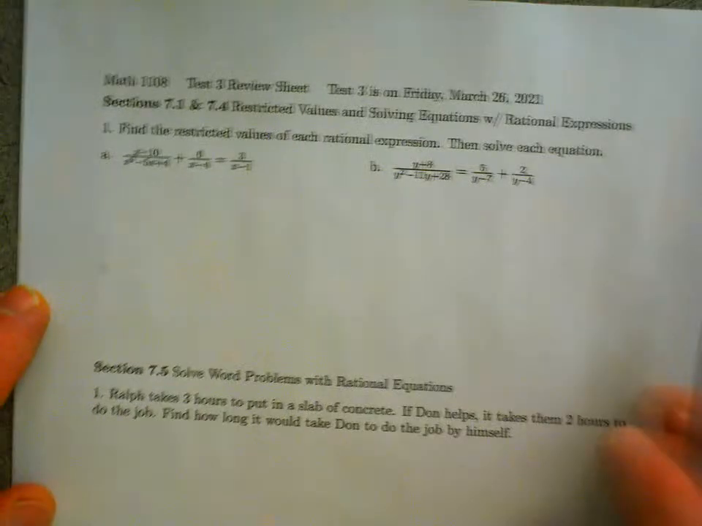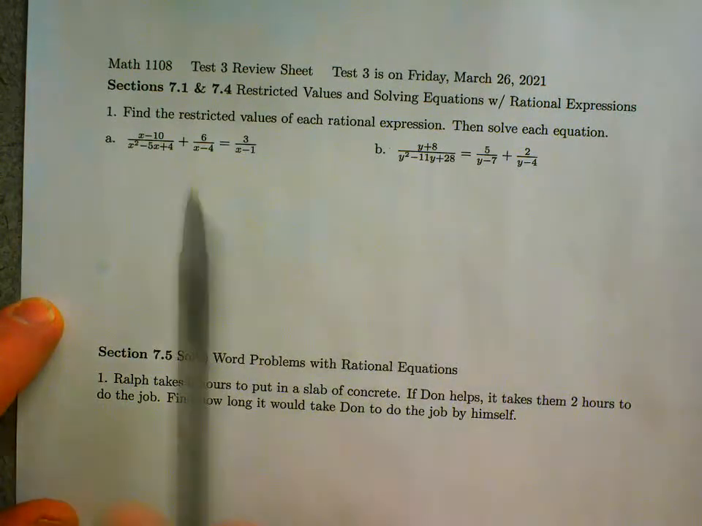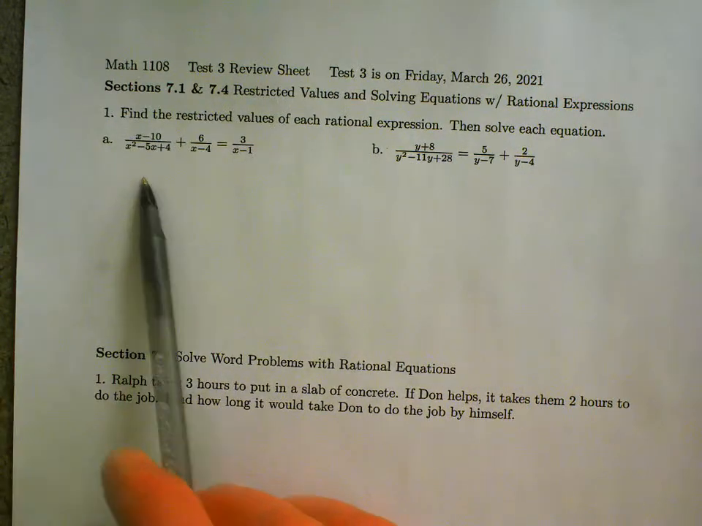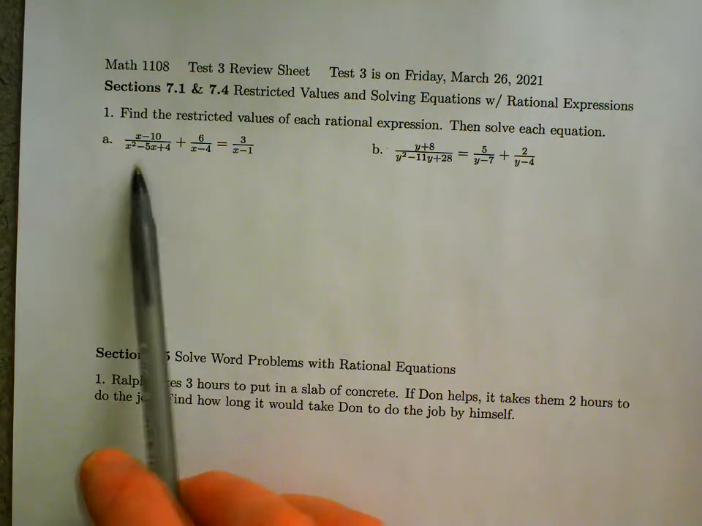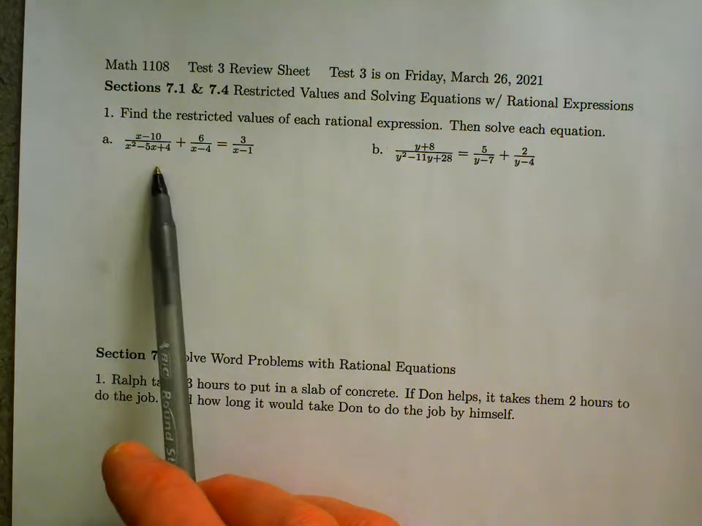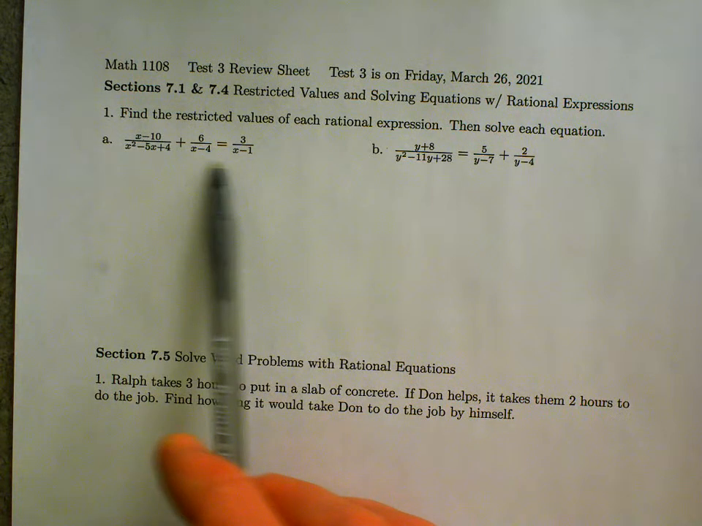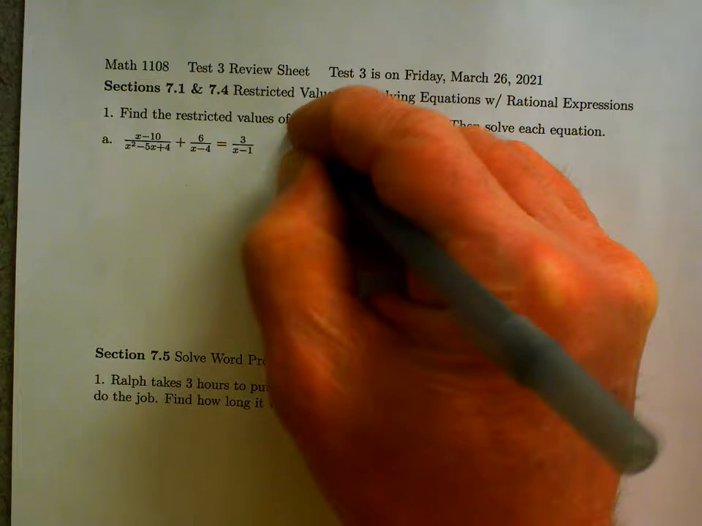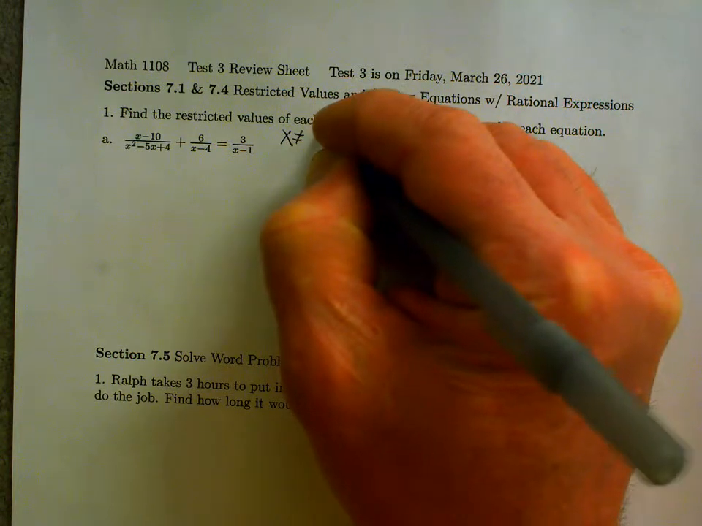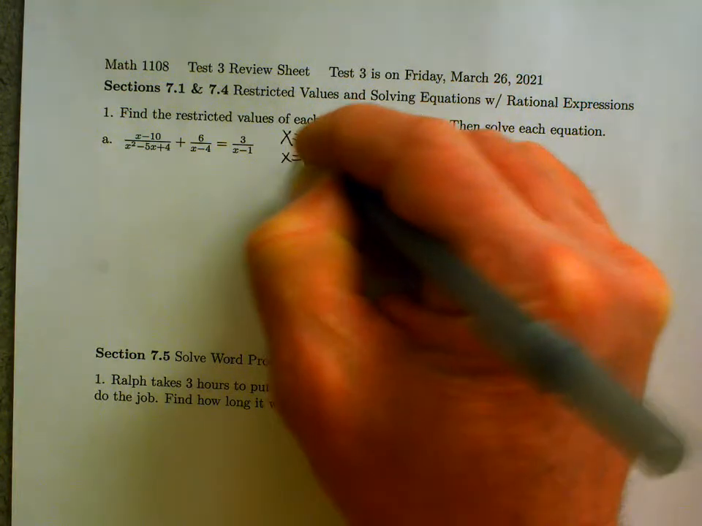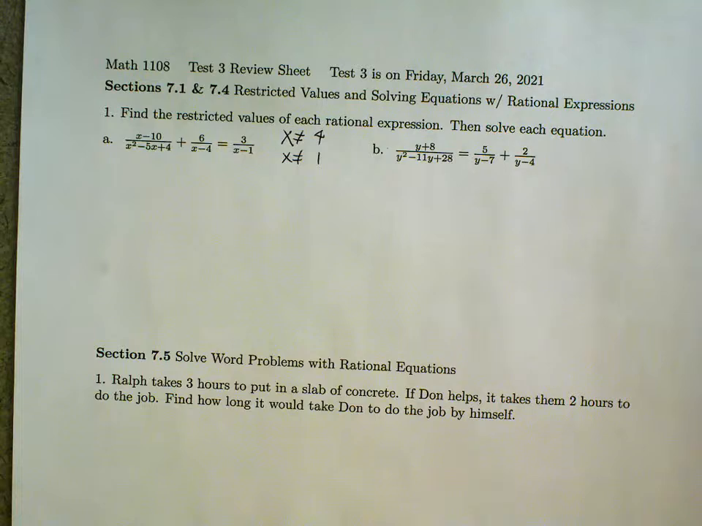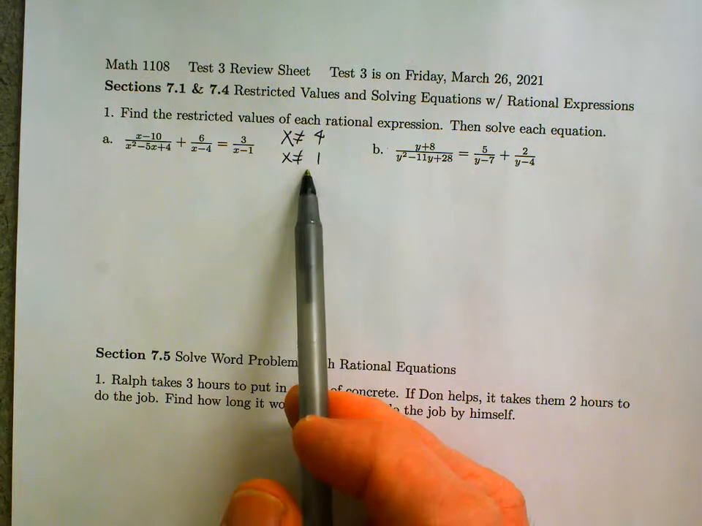Okay, the first one, we'll just do part A for now, and then if there's time, we'll come back and do part B later. Find the restricted values for each rational expression, and then solve each equation. For this one, the restricted values are positive 4 and positive 1.